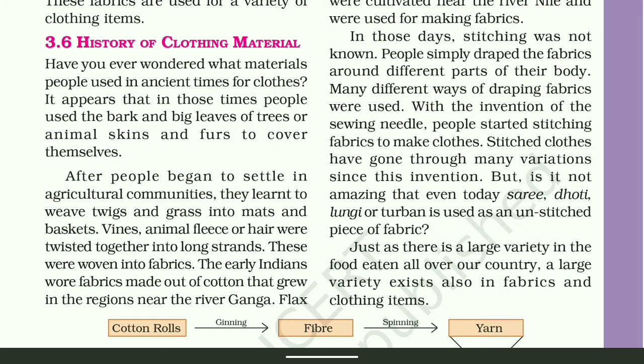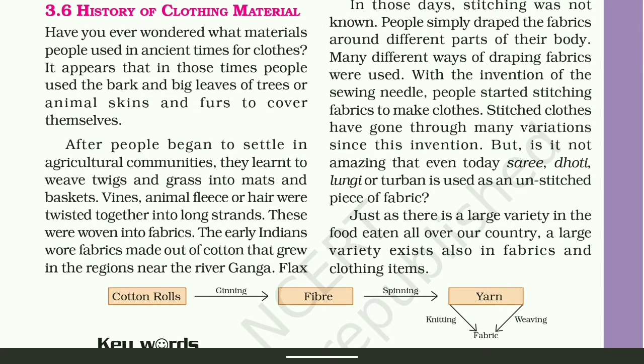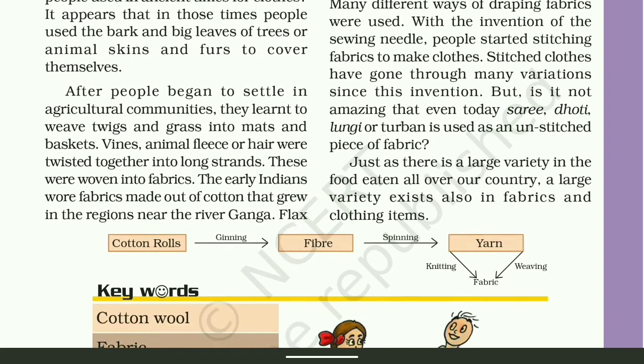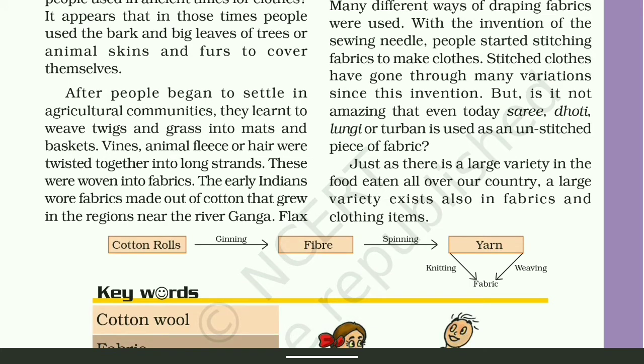History of clothing materials. Have you ever wondered what materials people used in ancient times for clothes? It appears that in those times, people used the bark and big leaves of trees or animal skins and furs to cover themselves. After people began to settle in agricultural communities, they learned to weave twigs and grass into mats and baskets. Veins, animal fleece, or hair were twisted together into long strands. These were woven into fabrics.